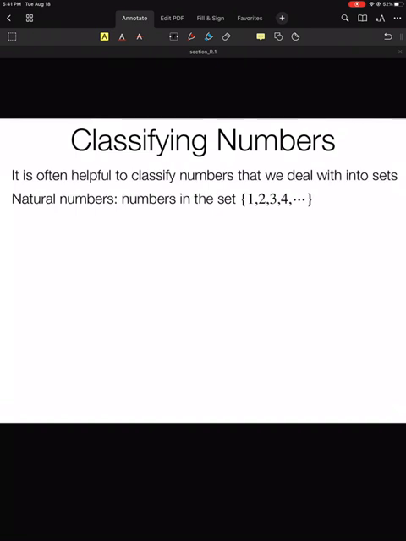The whole numbers are almost the same as the natural numbers, except they include 0. So everything that's positive, all integers that are positive, an integer means it's a whole number. These are sort of technical terms, but we use them in non-technical ways, so it can get confusing. Integers greater than or equal to 0 are whole numbers.